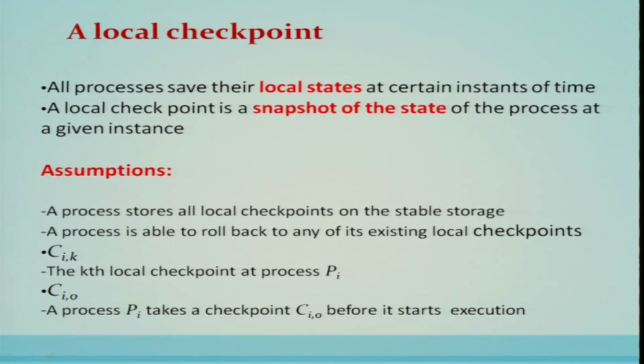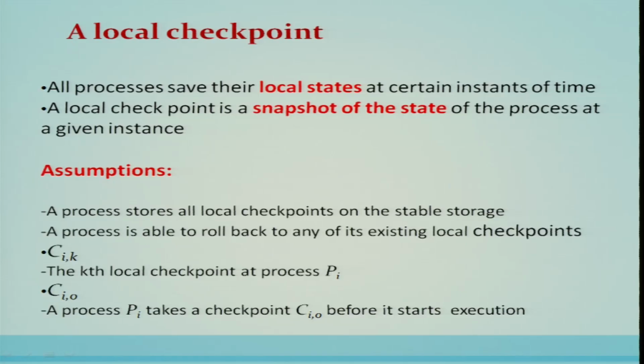Now preliminaries. These preliminaries are useful when we discuss the details of checkpointing and rollback recovery. In this preliminary, the first definition is about the local checkpoint. All the processes save their local states at a certain instant of time. So a local checkpoint is nothing but a snapshot of the state of a process at a given instance.